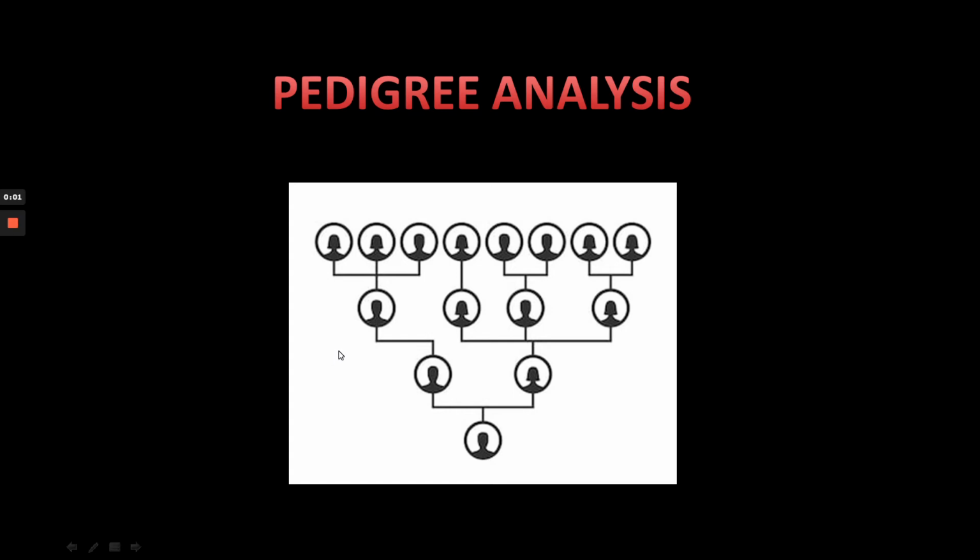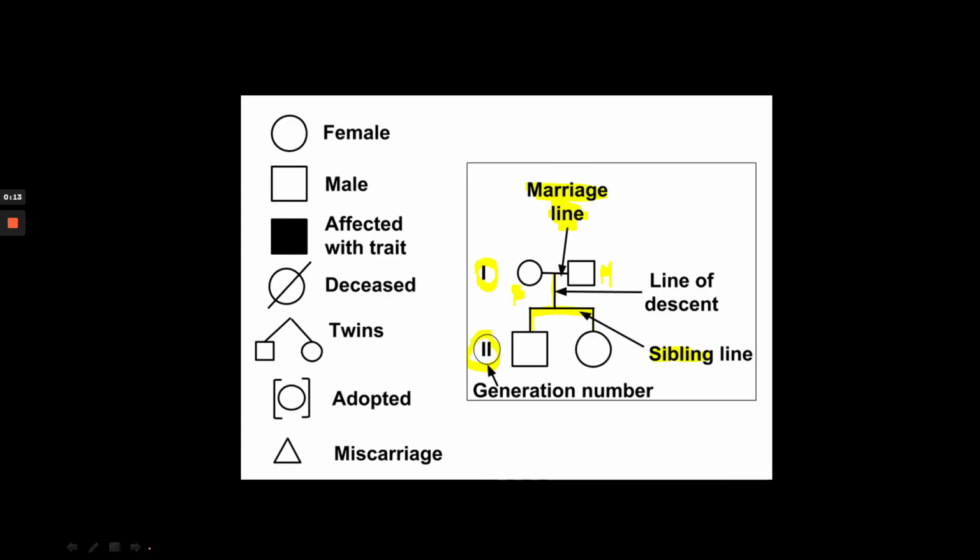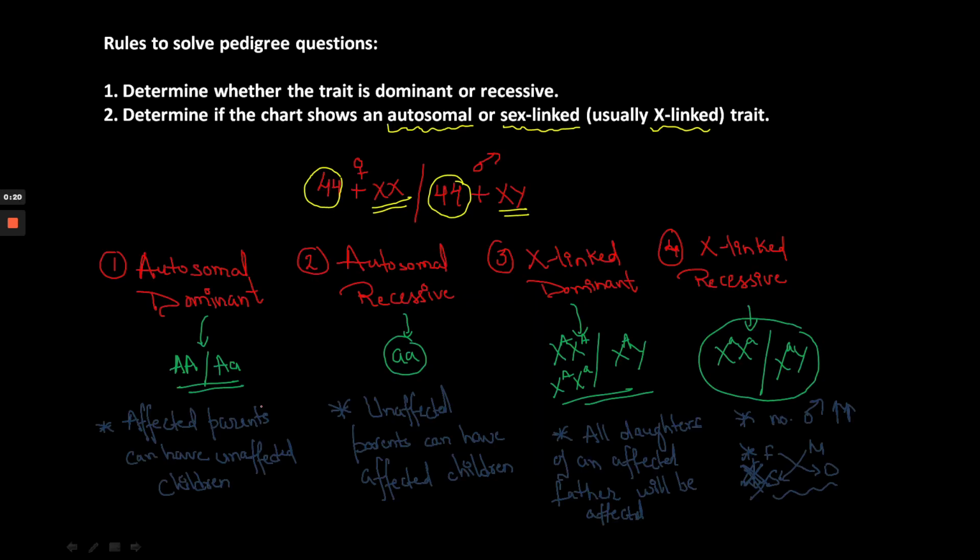Hello everyone. So in the last video we talked about the basics of pedigree analysis, and we saw some symbols related to pedigree analysis which are most commonly used in order to read a pedigree. And then we also got some idea about the rules for how to solve questions based on pedigree. And we have seen there are basically four types of disorders: autosomal dominant, autosomal recessive, X-linked dominant, and X-linked recessive.